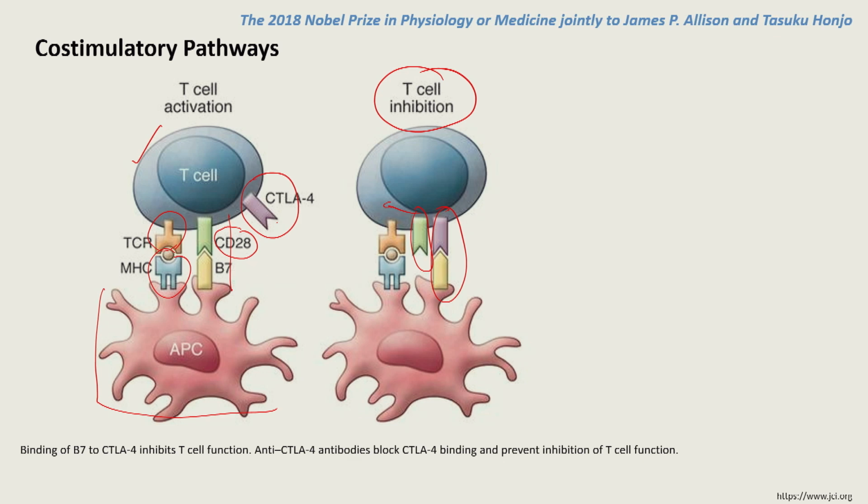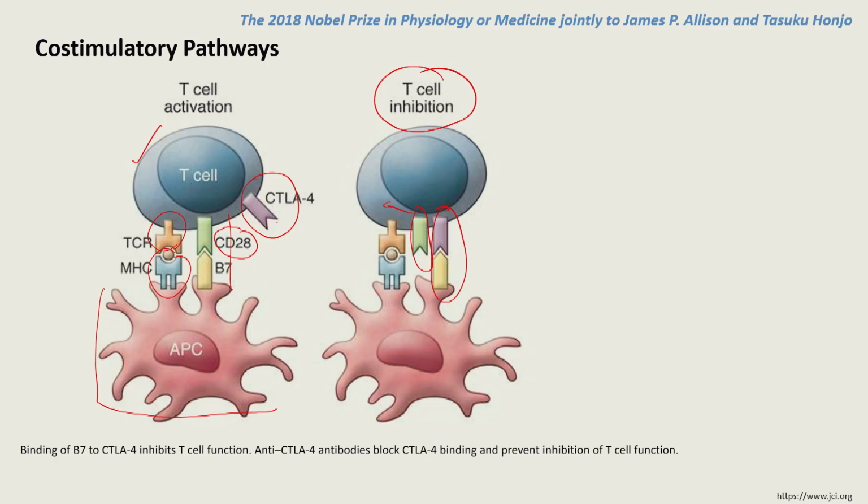In 2018, the Nobel Prize in Physiology and Medicine was jointly given to James Allison and Dr. Honjo, and these two people independently showed that these two molecules are very important: CTLA4, which is involved in cancer immunotherapy, and also PD1, which we'll see a little later, and how they regulate the treatment of cancer when we can target CTLA4 and PD1 molecules very specifically.